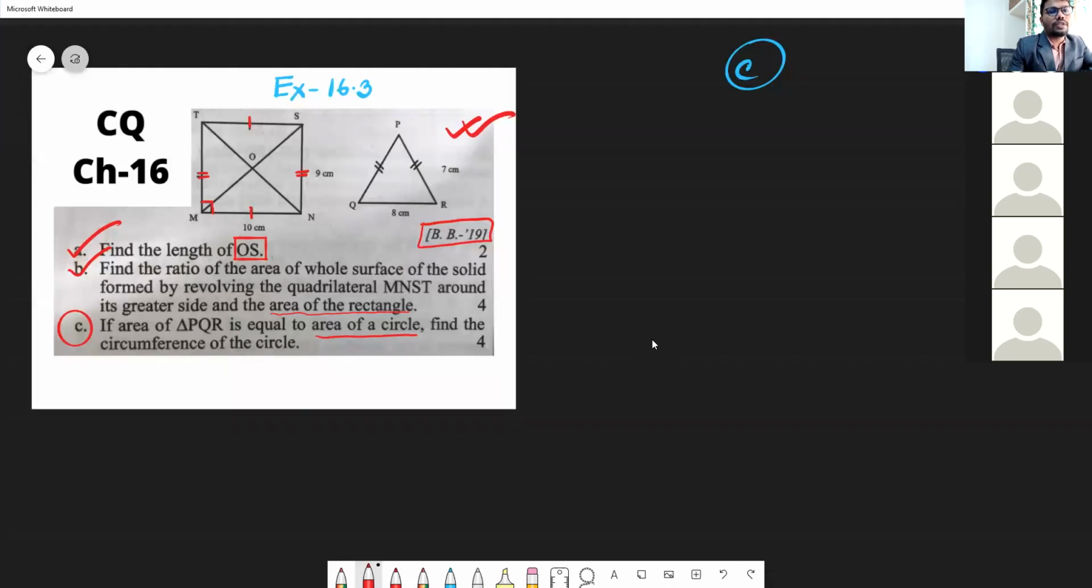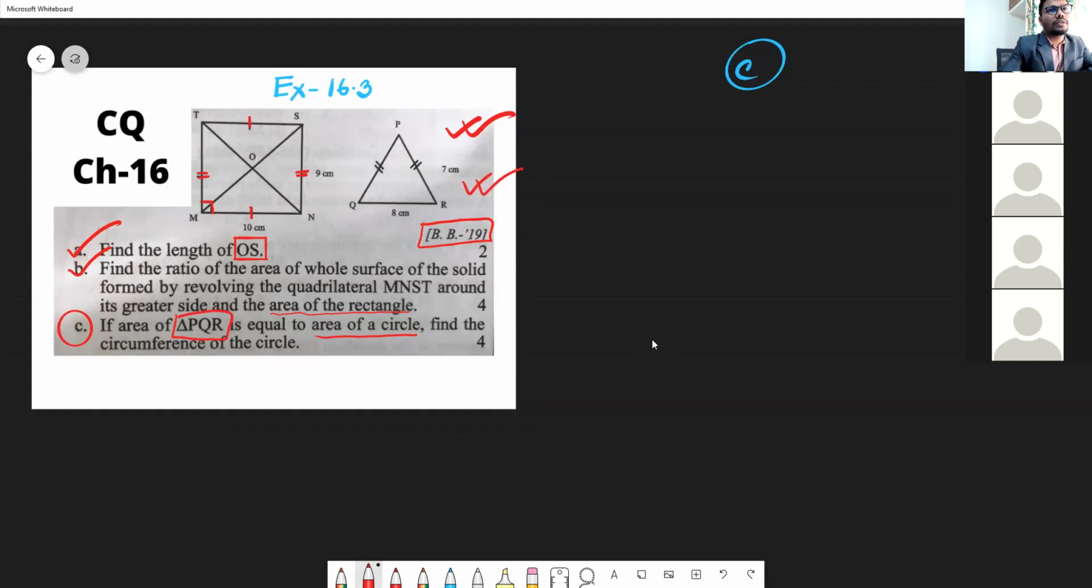Why do you think it's isosceles? Because two sides are equal. Yes, in the diagram we see here two sides equal whose length is 7 centimeter. That's why this is an isosceles triangle. Now the area of the isosceles triangle PQR is equal to the area of the circle. So who can say, anyone else, what is the area of an isosceles triangle? By using which formula can we find it?